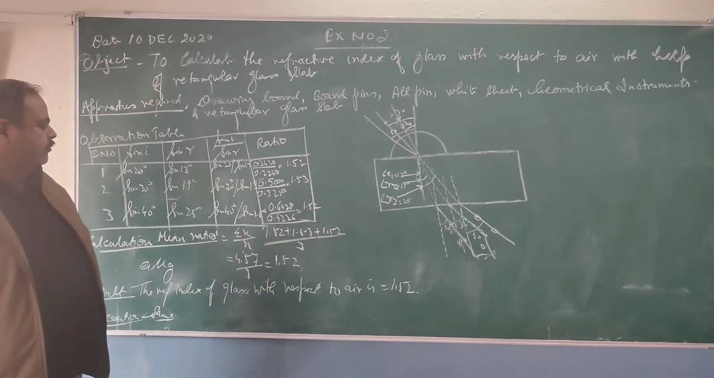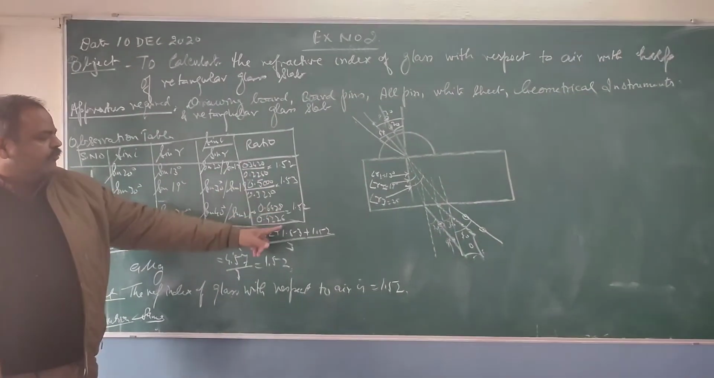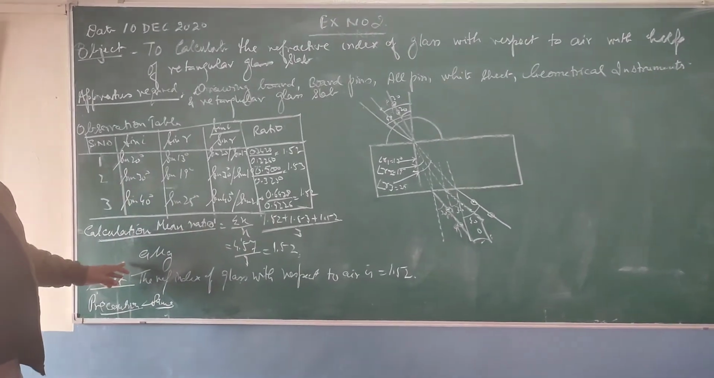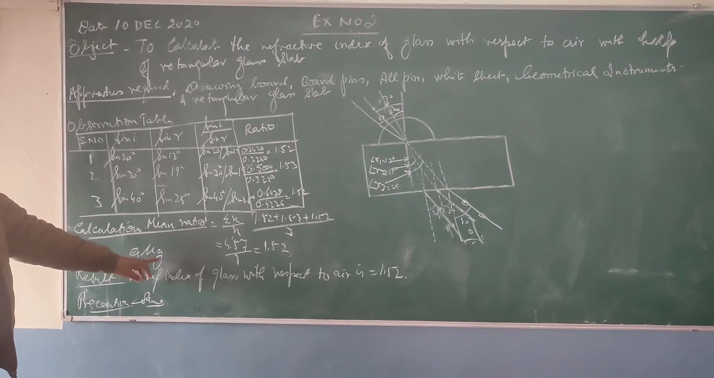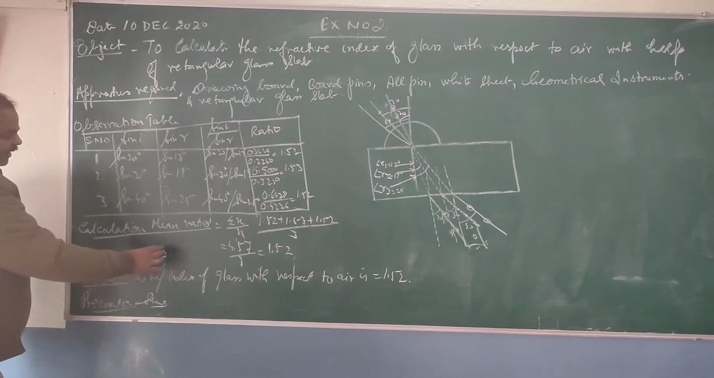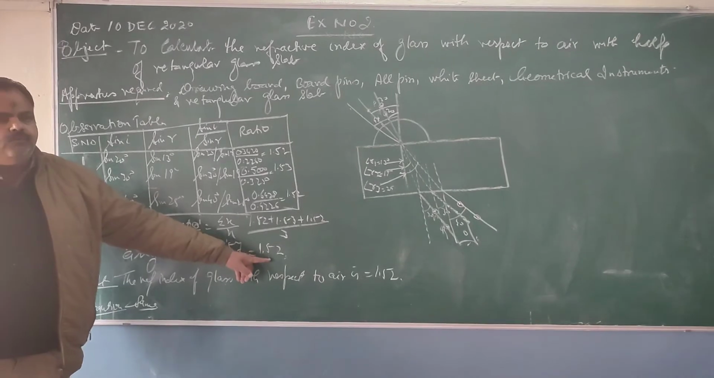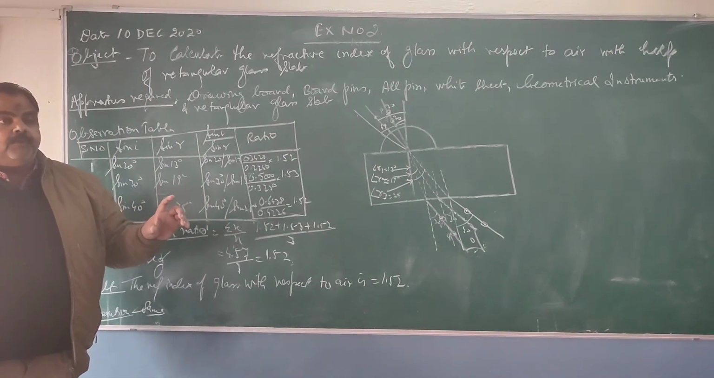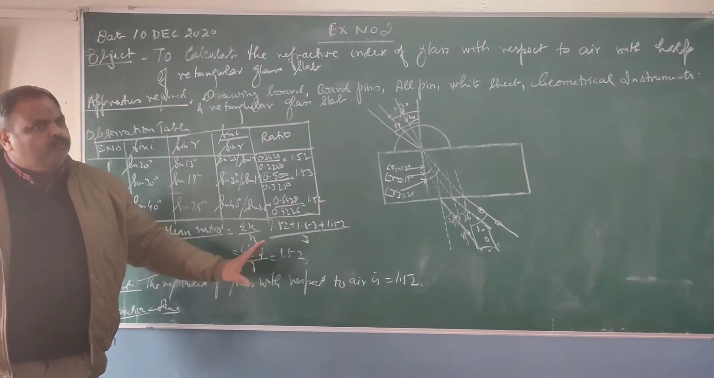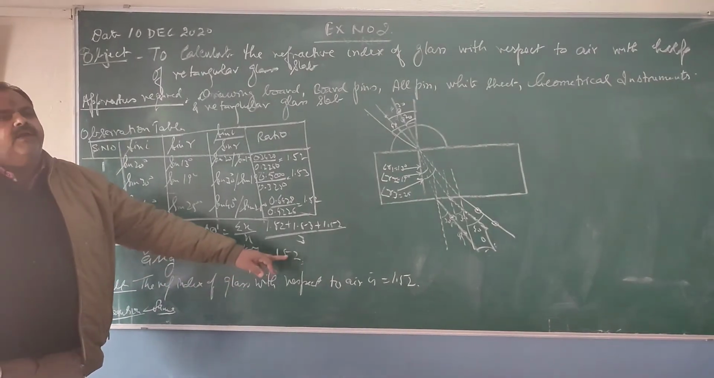Similarly, all the ratios are calculated. Calculation mean means the sum of all the ratios divided by the number of observations. The mean was found to be the refractive index of glass with respect to air. It is written as A mu G. The refractive index of glass with respect to air is 1.5. Theoretically the standard is 1.5. In our practical lab it is coming 1.52. So the refractive index of glass with respect to air is 1.52 in the laboratory.